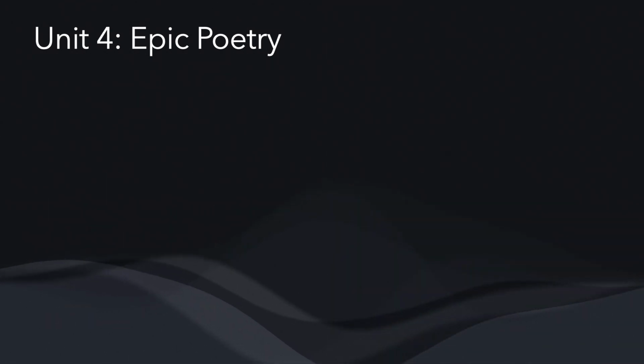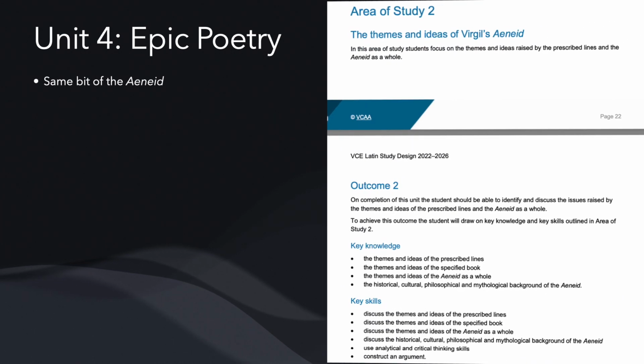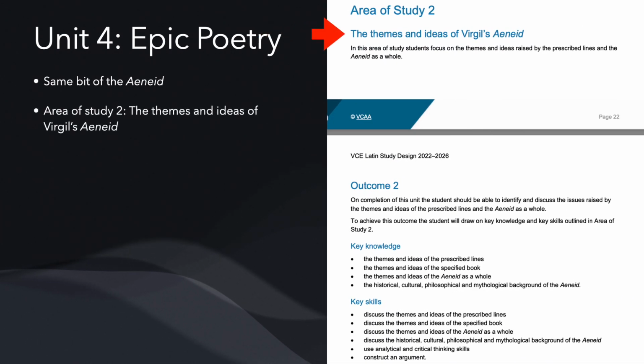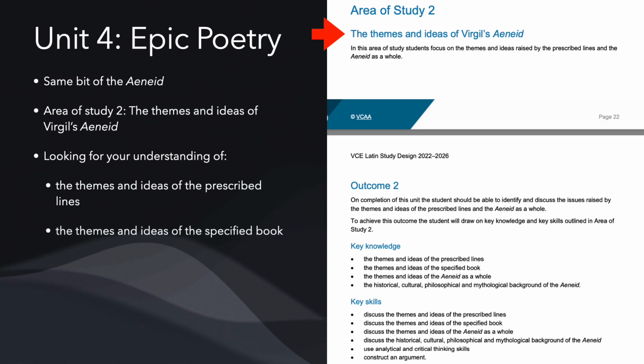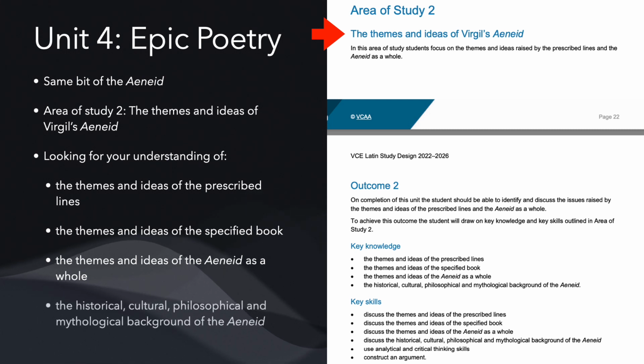The next part is still on our same bit of the Aeneid, and this time the focus is the themes and ideas. So we're looking for the understanding of the themes and ideas of the prescribed lines, our 315, 320 lines or so that we're doing, and the book that they're part of, and how they fit into the Aeneid as a whole. And for this, you need to know the historical, cultural, philosophical, and mythological background of the Aeneid. So again, that's another really big task.